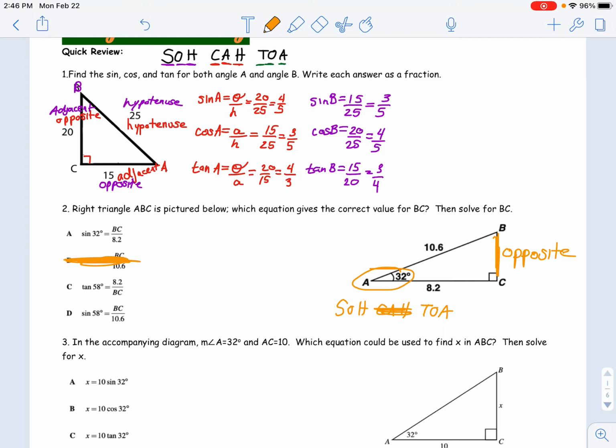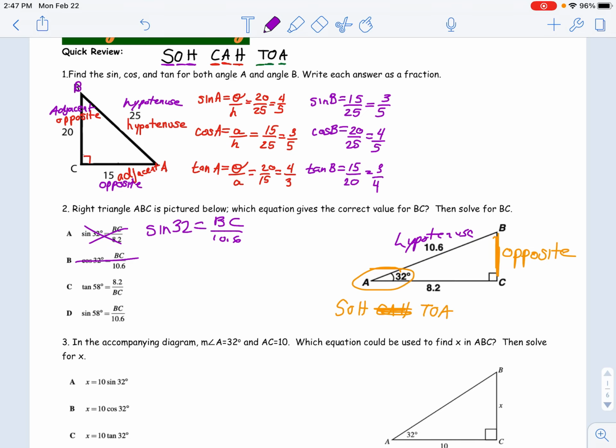All right. Now let's look at this. Well, sine 32 is opposite, and we need the hypotenuse. Well, that doesn't make sense, because then what we would have needed to have is sine 32 equals opposite, we'll call BC, over hypotenuse 10.6. So that doesn't make sense. That doesn't work. All right. Cosine, we said that's the only one that doesn't use opposite.